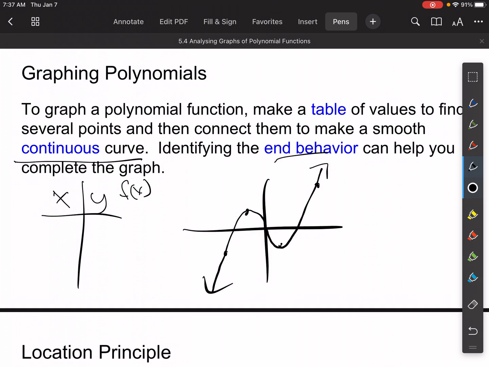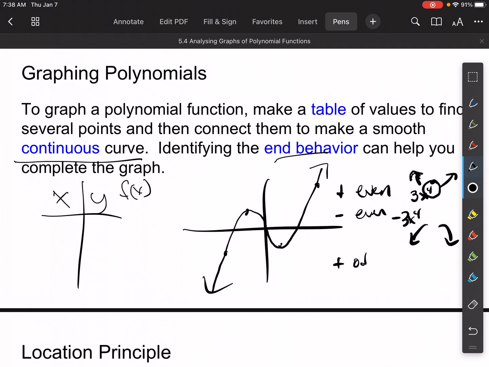So just a quick reminder, if you have a positive even function, the graph is going to go up in both directions. If it's a negative even degree function, and by the way, I should give you an example of that. That would be like 3x to the 4th power. Okay, that's even because the degree is even. The degree is what determines the end behavior. Okay, the positive sign tells me that it's going up in both directions. So if it's negative even, like negative 3x to the 4th, then the end behavior goes down in both directions.